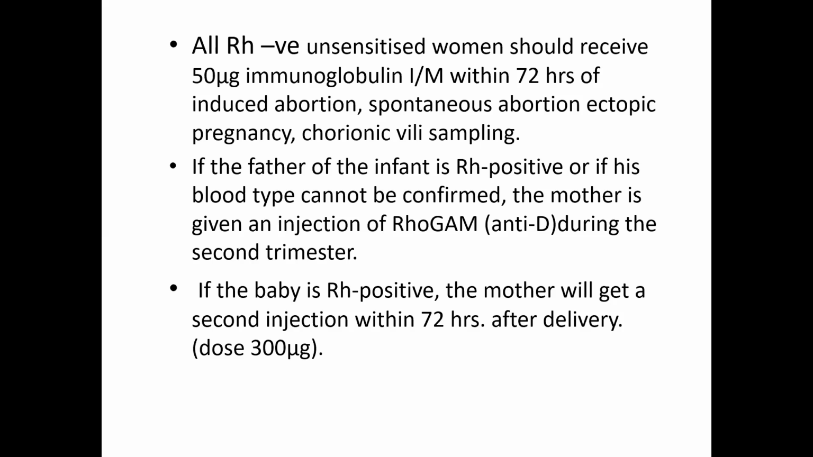That means if the mother is negative and the father is positive, at that time we don't know the actual blood group of the baby. Because the father is positive, there is a chance the baby is positive. So during the second trimester, that means after 12 weeks of gestation, we give the mother the anti-D injection. Then after the birth of the baby, again we have to give a second injection to the mother if the baby has an Rh positive blood group.